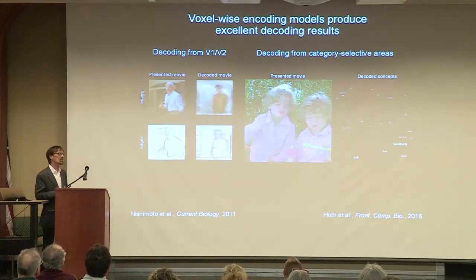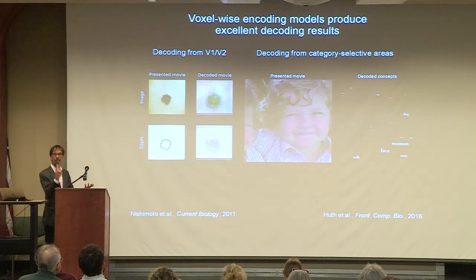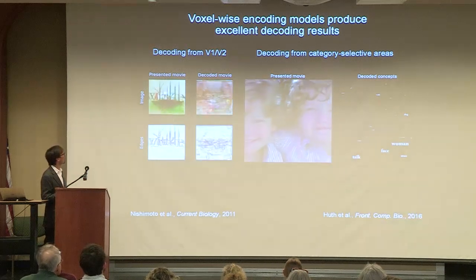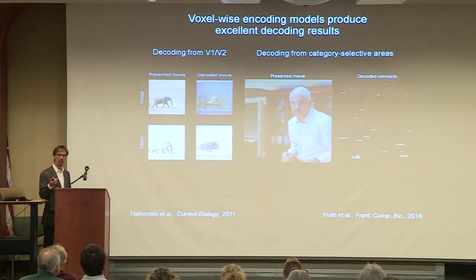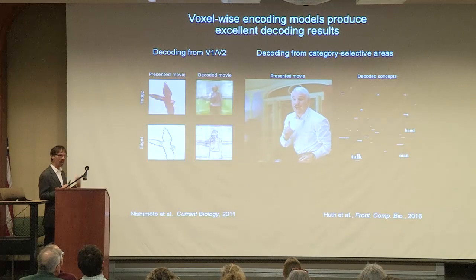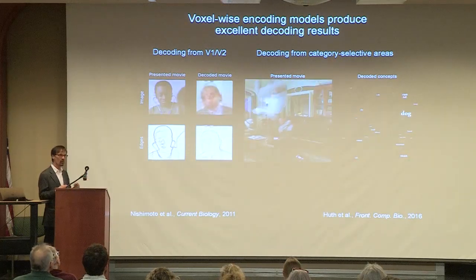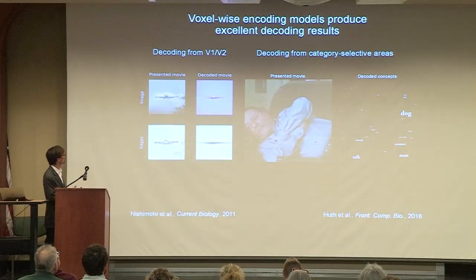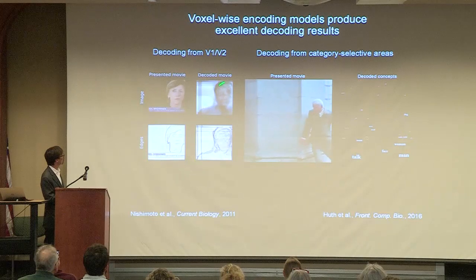Now you can use these models to decode information. And to do this, you simply run the data backwards through the model. And so if you show somebody a movie and you have a model of an early visual area like primary visual cortex and how that represents edges, you can basically use the model to recover the edge map from the movie data. So here's a movie we showed somebody in the magnet. Here's the decoded movie.